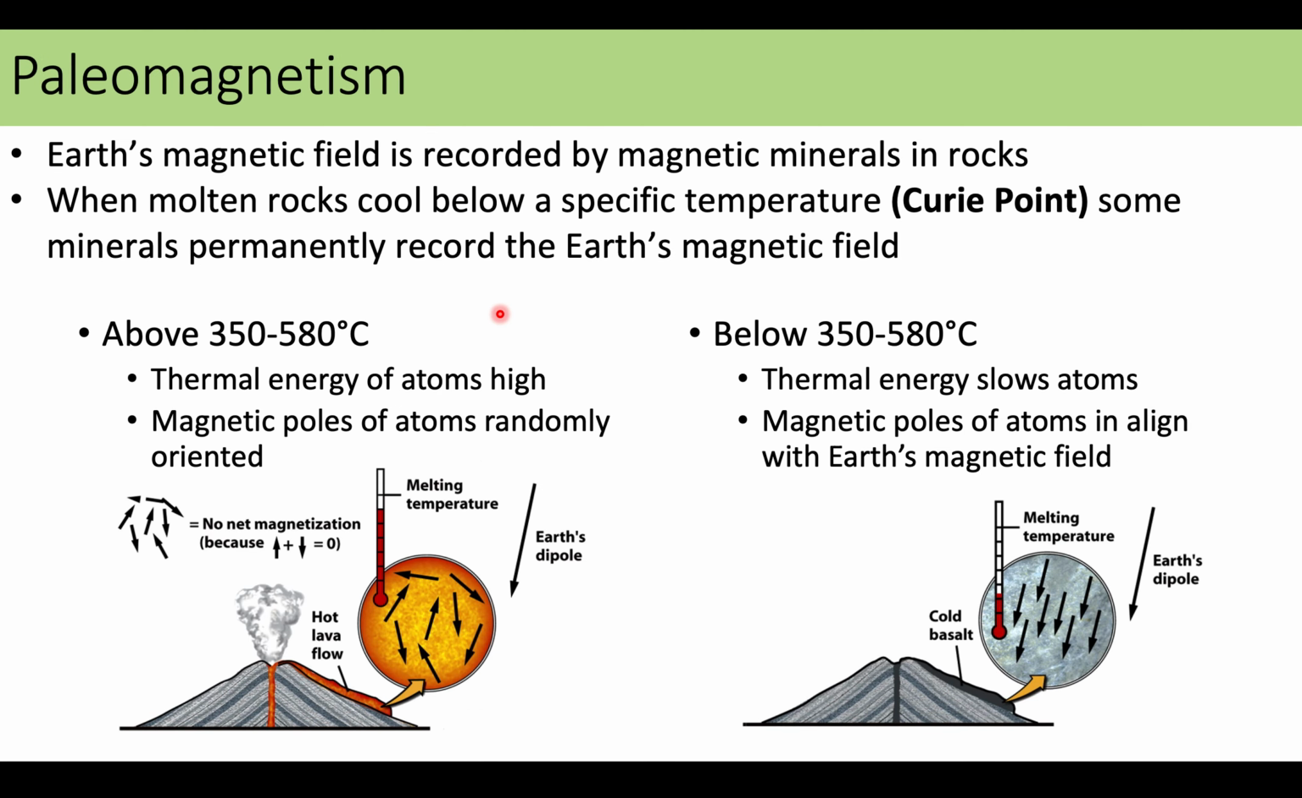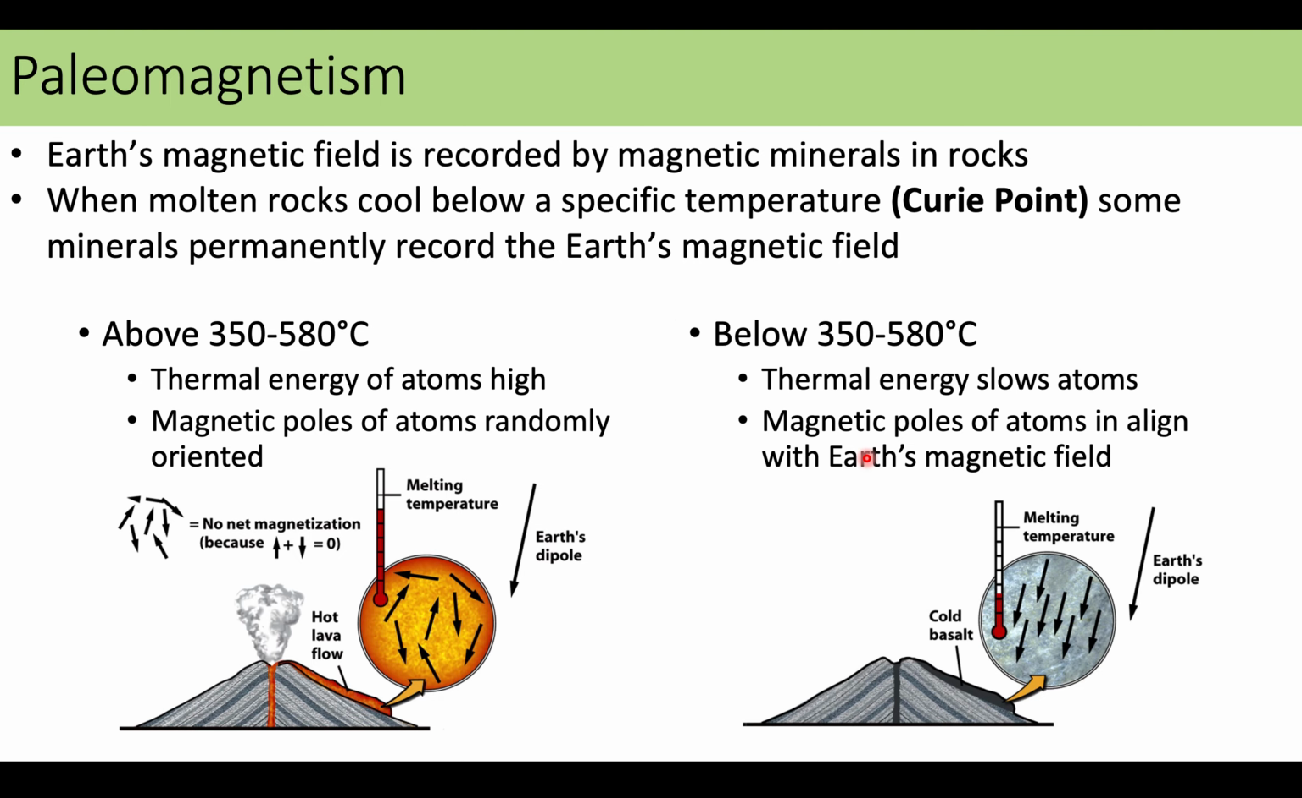So the next piece of evidence we call paleomagnetism. So the Earth's magnetic field, or the direction of the Earth's magnetic field, is recorded by minerals in rocks that are magnetic. So when we start looking at minerals, you will learn that some of them are magnetic. So those magnetic minerals actually record the orientation of Earth's magnetic field. So when our molten rock, or our liquid rock, cools below a specific temperature, those magnetic minerals are permanently recorded in that rock. So permanently telling us the direction or the orientation of Earth's magnetic field.